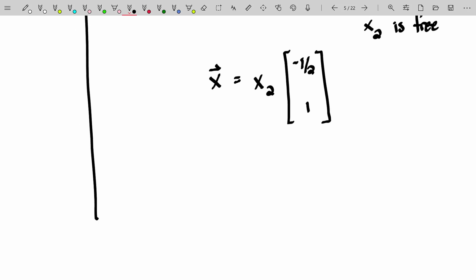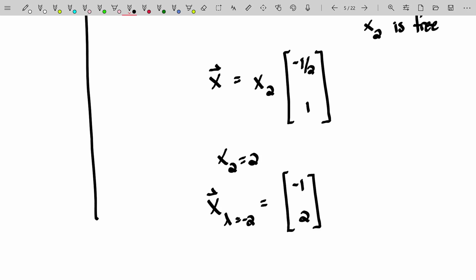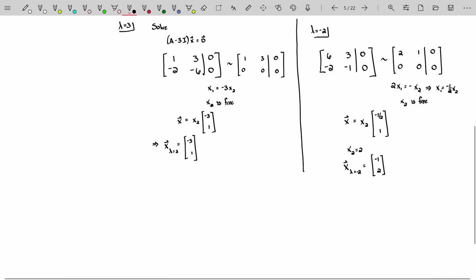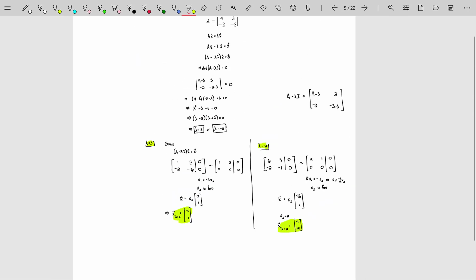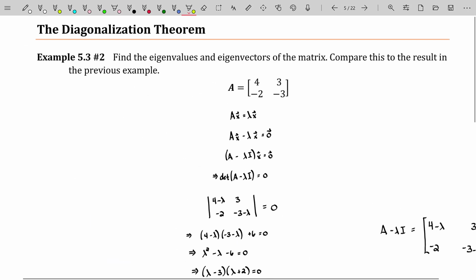If you allow x sub 2 to equal 2, you get one of your eigenvectors, and remember, there's just an infinite number of them. If you do that, you get this guy for your eigenvector that's associated with the eigenvalue -2. So we have successfully found both eigenvalues and their associated eigenvectors. But there was more to this problem than that. We're asked to compare this to the result in the previous example, and because you've just opened up this video, likely you don't know what I mean by the previous example.